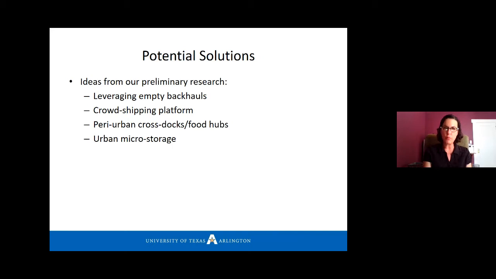Another thing we're looking at is urban micro storage, and so potentially some lockers for food to be dropped off, so that deliveries don't have to be made to consumers' households. You don't have to worry about people being home and that sort of thing. And so of course Amazon has done that, and so we're looking at that possibility for farmers as well.